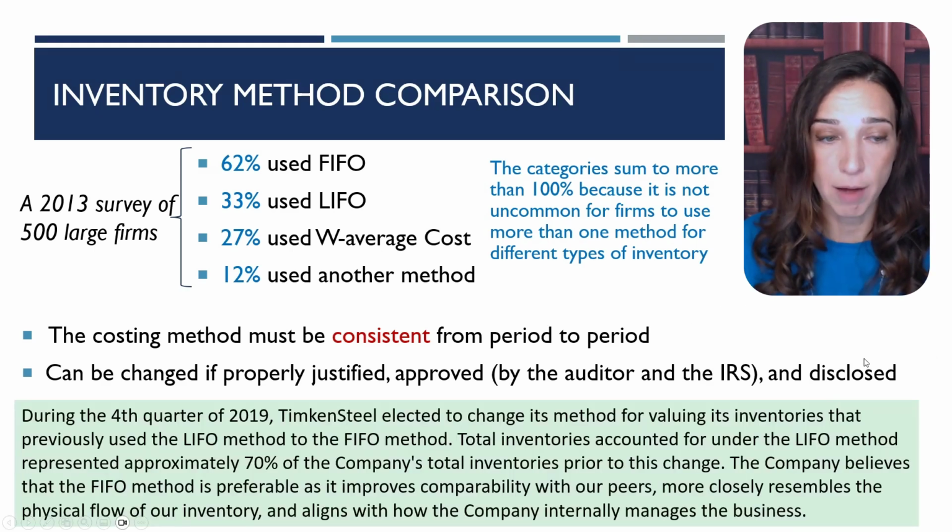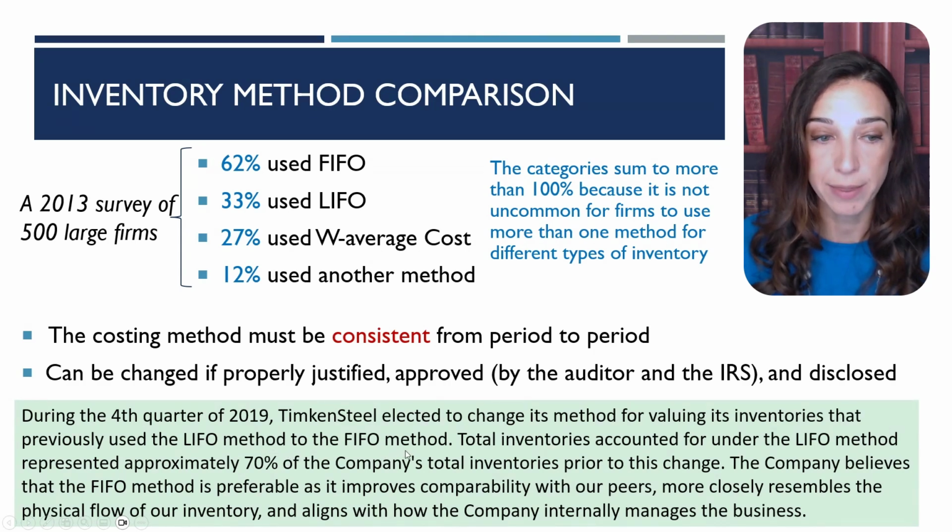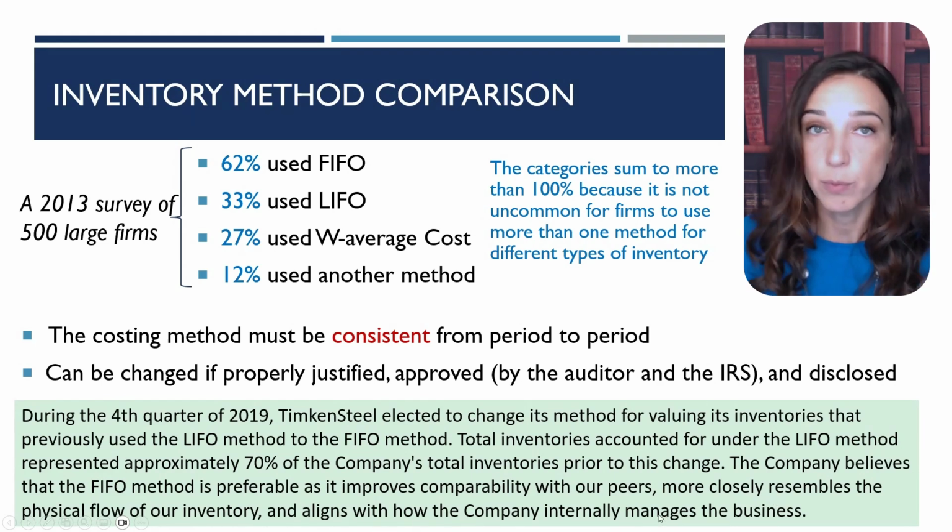Here's an example of disclosure from 2019, Timken Steel. They elected to change the methodology for inventories. Previously, they used the LIFO method, and now they're changing to the FIFO method. They talk about the fact that not all of their inventories, but a big percentage, 70%, were on LIFO. And they give us a brief sense of why they're switching. The company believes that the FIFO method is preferable. It improves comparability with peers, more closely resembles the physical flow of the inventory, and aligns with how the company manages its business.